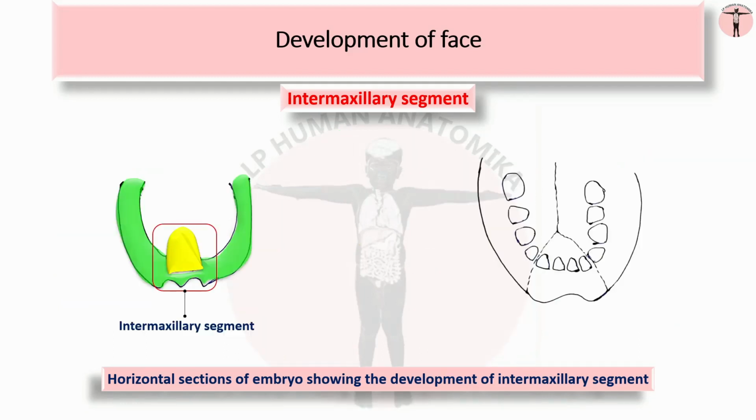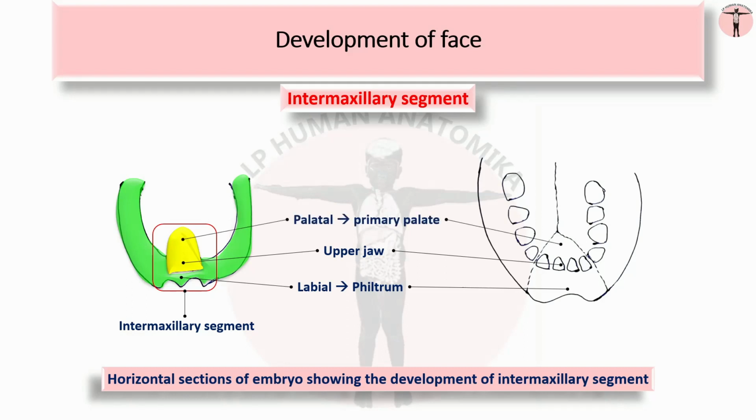The intermaxillary component is composed of a labial component which forms the philtrum of the upper lip, an upper jaw component which carries the four incisor teeth, and a palatal component which forms the triangular primary palate. The intermaxillary segment is continuous with the rostral portion of the nasal septum, which is formed by the frontonasal prominence.